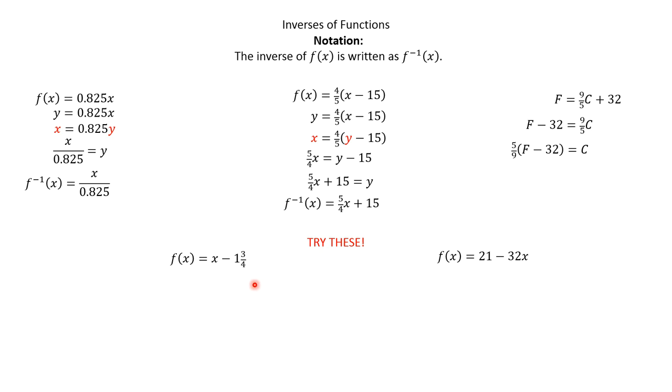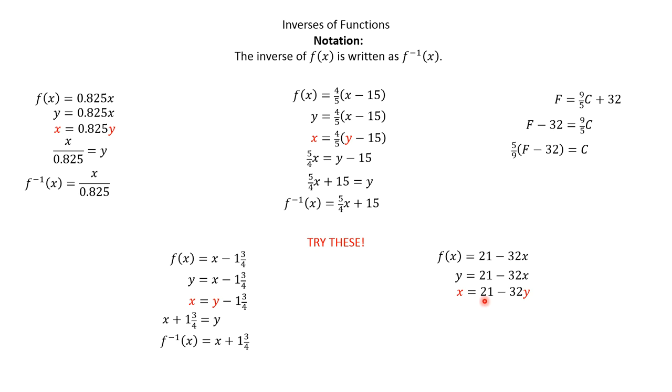Did you get it? So, first steps. First step, we want to change the f of x to y. Second step, the x's and the y's flip. So now we have x equals y minus 1 3/4, and x equals 21 minus 32y. Now we're going to solve for y. In this one, we just need to add the 1 3/4. And we get x plus 1 3/4 equals y. Change it back to function notation: f inverse of x equals x plus 1 3/4.